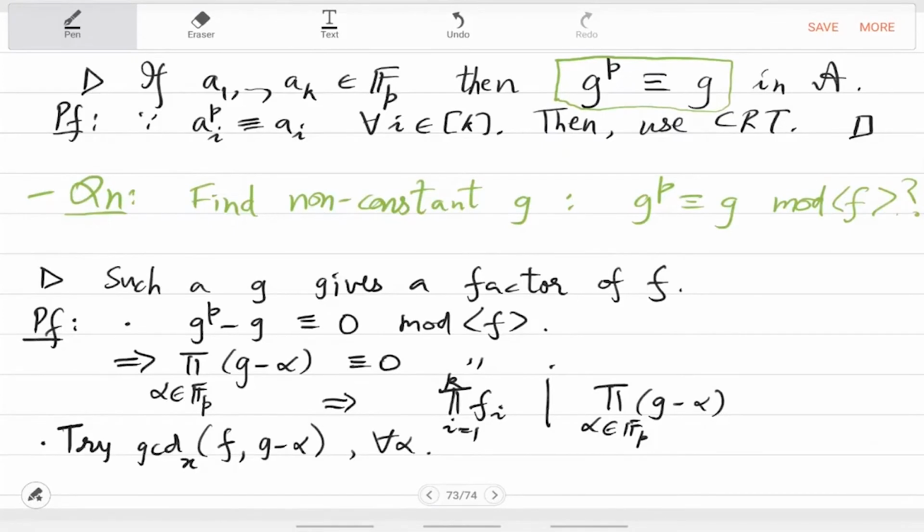Why is it possible to get f dividing g, isn't the degree of g less than the degree of f? No promises were made. But we're looking at it mod f anyway, right? So find non-constant g such that g to the power p is equivalent. We are going mod f. So we can assume here, find non-constant g, and let's add that.